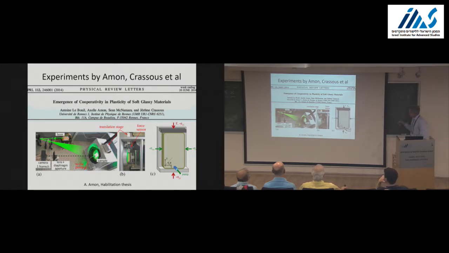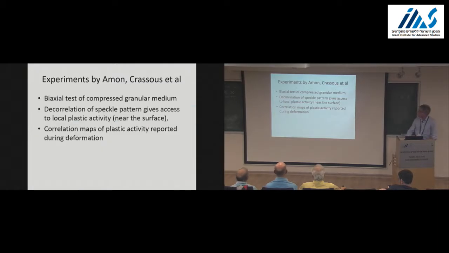And what they do is to monitor the plasticity inside this granular medium by actually looking at the speckle pattern that is reflected from the medium. And so how they see plasticity is not by looking at the speckle pattern itself, but by looking at the decorrelation of the speckle pattern. So essentially, the decorrelation of the speckle pattern gives access to the very local plastic activity near the surface of the medium, because of course it's not a transparent medium. And so this is the plastic activity.